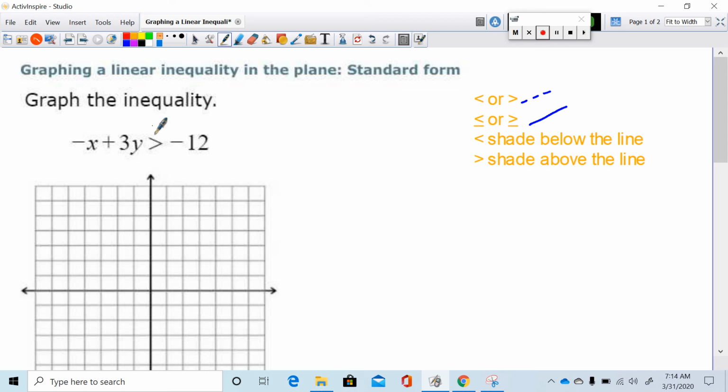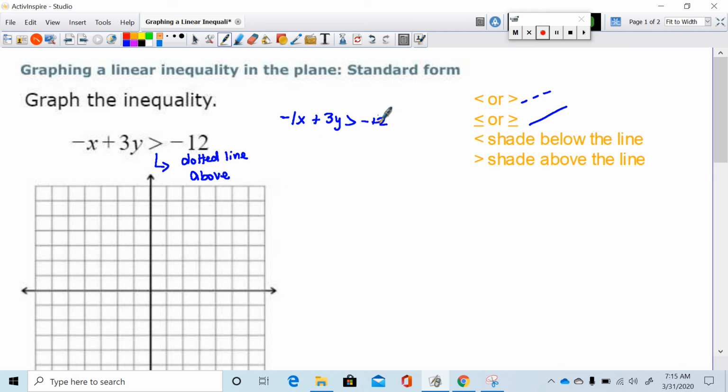Now, most people teach the standard form that you get the y by itself. I do not teach it that way. I teach you how to work with standard form. So the first thing I'm going to do is write this as a negative 1x plus 3y is greater than negative 12. Now this inequality is not underlined, so I'm going to use a dotted line. And greater than is above the line. The only thing you have to be careful with standard form is if the y has a negative number in front of it, you do have to flip the inequality, but we don't have that situation here.